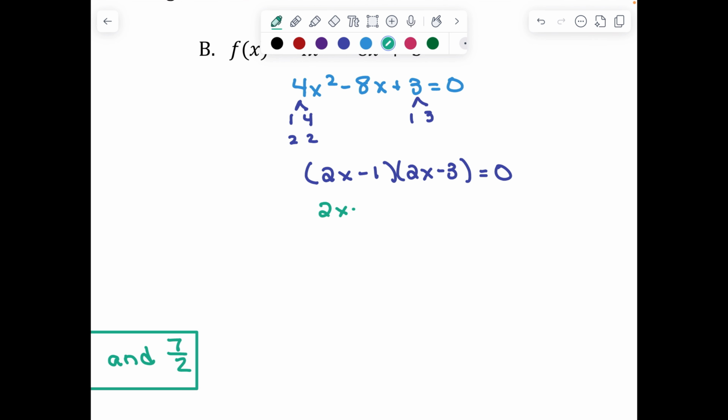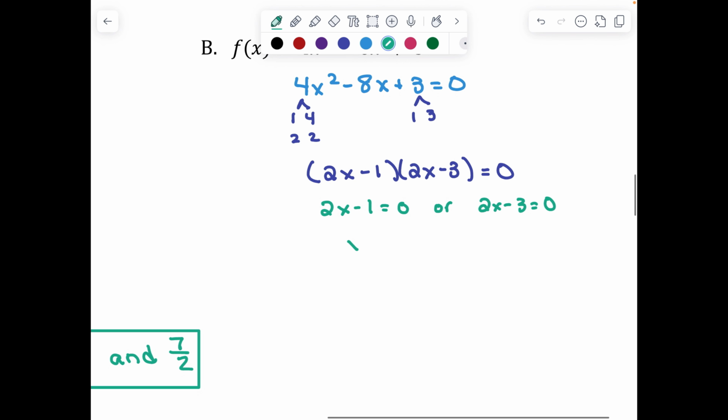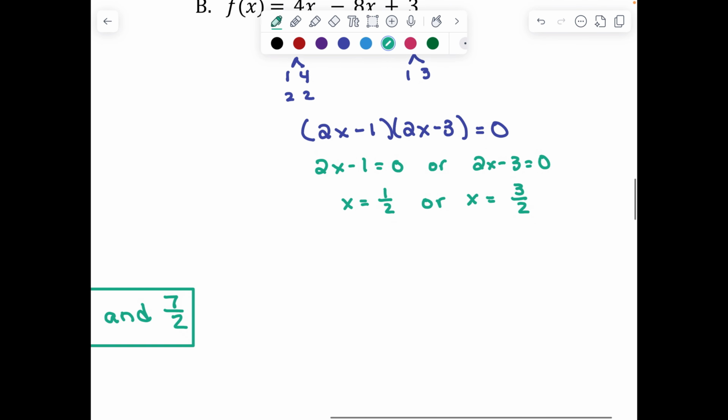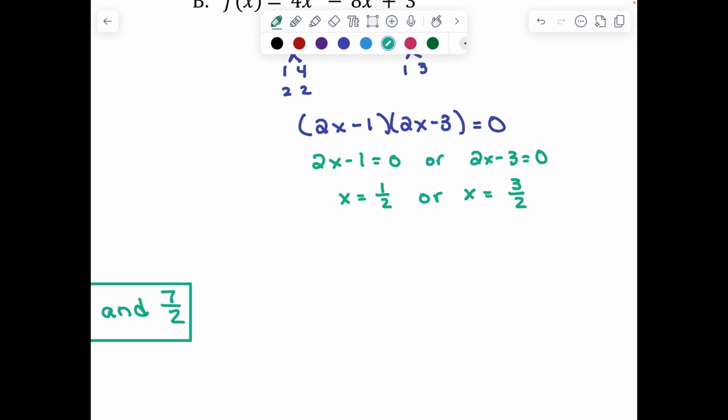So I have 2x minus 1 equals 0, or 2x minus 3 equals 0. This gives me x equals positive 1 over 2, or x equals 3 over 2. So that tells me our answer is the zeros are 1/2 and 3 over 2. So again, that is where we are intersecting the y-axis. If we were to graph that, that is where our graph would go through our x-axis.